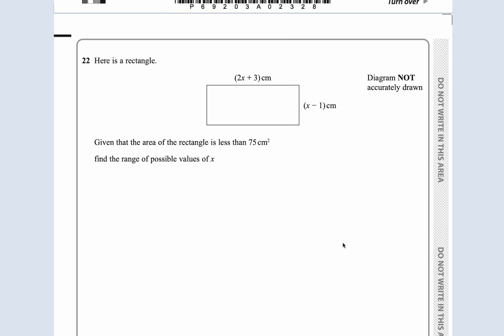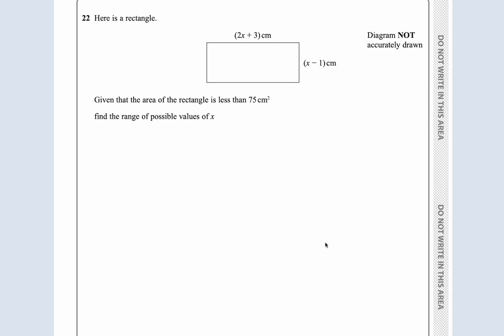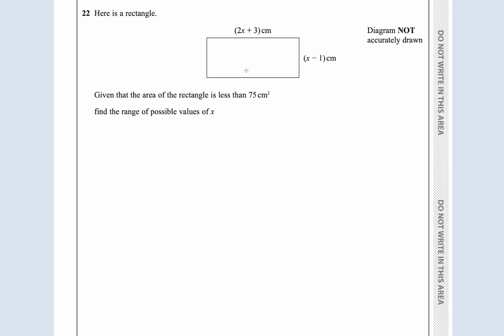Okay, hard question. Question 22. Here's a rectangle. We're given the area is less than 75 centimeters squared. Find a range of possible values. Okay, this is a difficult question, guys, because it's a quadratic inequality, because less than is obviously an inequality. But there's marks to be picked up here, guys, and it's not an impossible question by any stretch of the imagination. So the area is this times this.